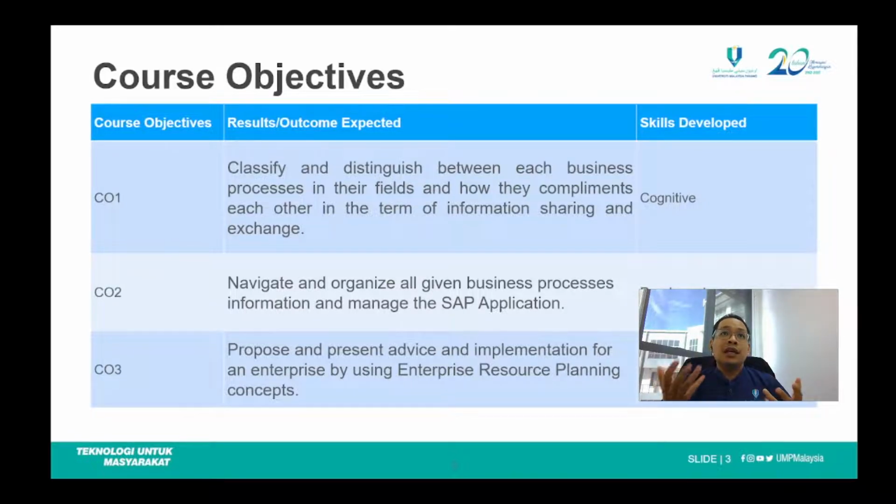So you're going to be trying to accomplish these 3 things, CO1, CO2 and CO3, covering cognitive, psychomotor and communication. For cognitive, you're going to be able to classify and distinguish the different business processes. Why do you need to differentiate and distinguish? Because you're going to be utilizing that knowledge in proposing business process improvement at the end of the semester. That will be one of your assessments.